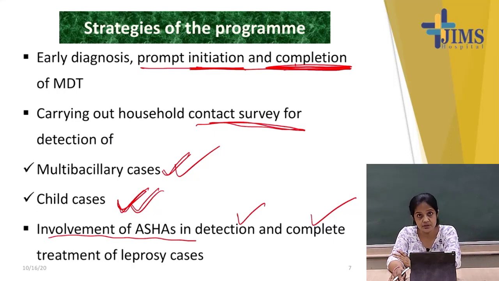And for taking the person for reconstructive surgery, there is also provision of some incentives. For the person who is taking the reconstructive surgery, he is given rupees 8,000 and the ASHA gets rupees 1,000.